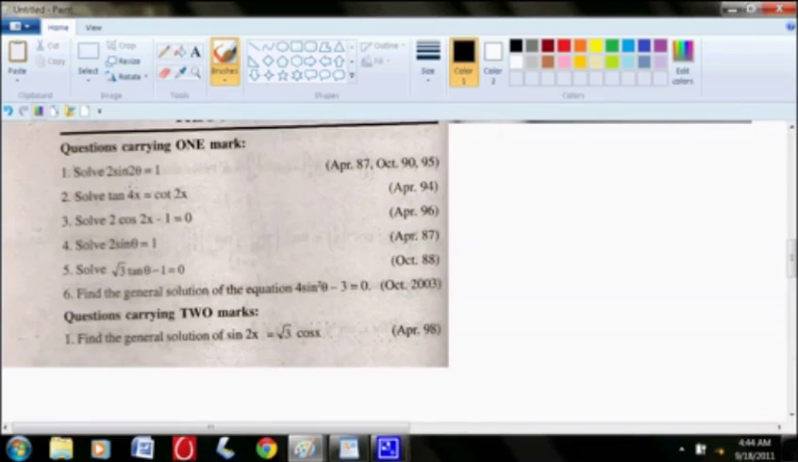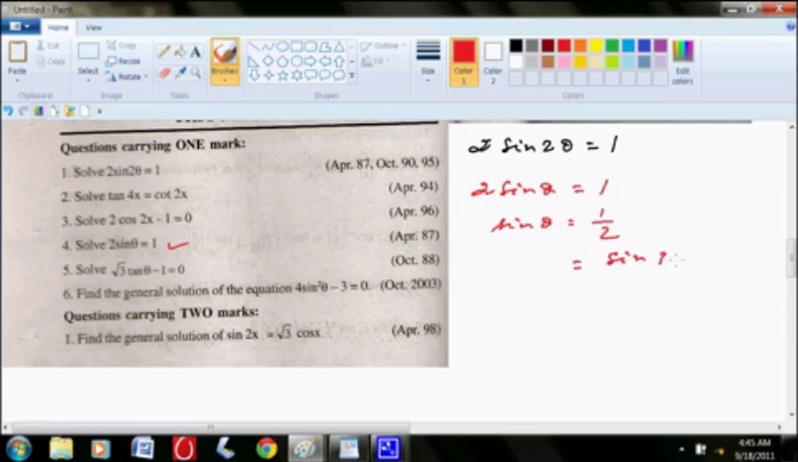Let me just solve this first problem. 2 sin 2 theta is 1. Before that, let me solve this one. 2 sin theta is 1 means sin theta is 1 by 2. This 2 comes down. Now 1 by 2 is sine of 30 degrees, which is pi by 6 radian. I'll tell you how these things are related.